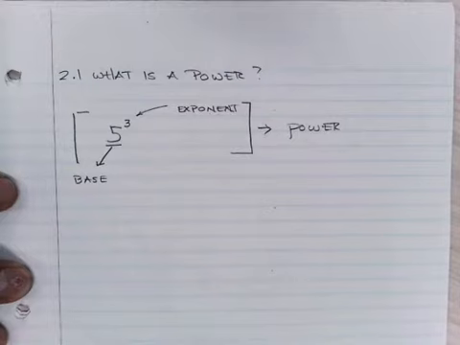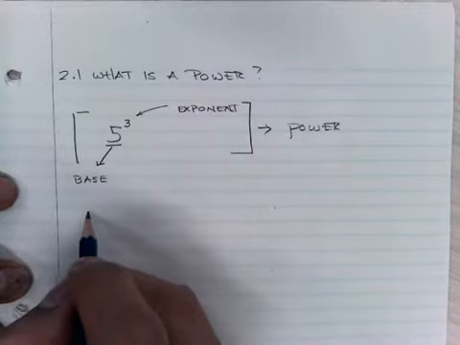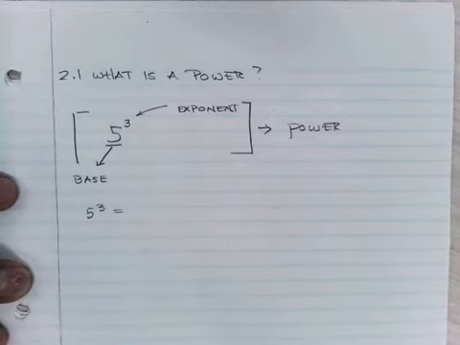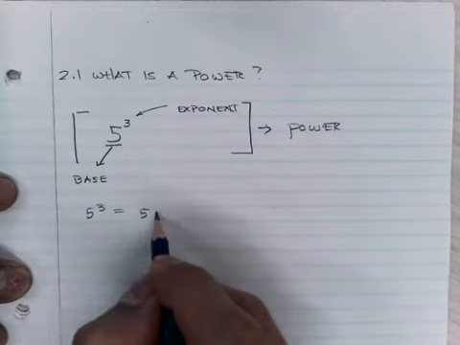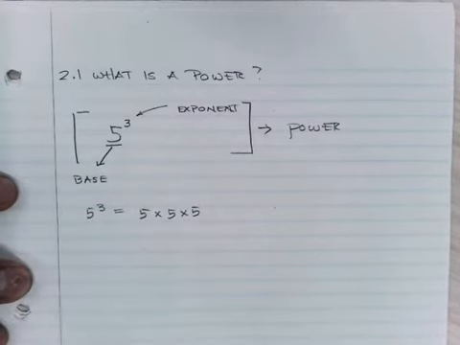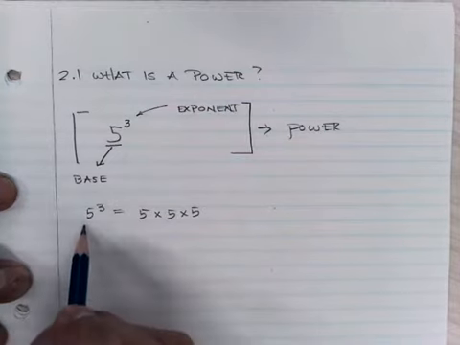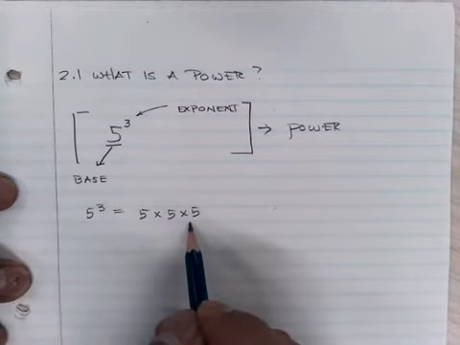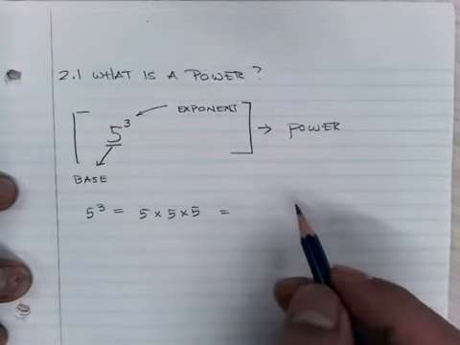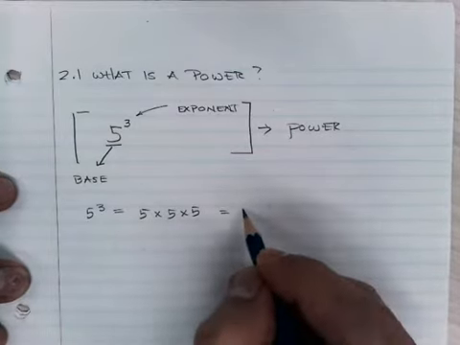But what exactly does it mean? Well, let's write it out again. 5 to the 3. All it is literally is 5 times 5 times 5. So this is the power form. This is the repeated multiplication. And what I'm about to show you is called the standard form.